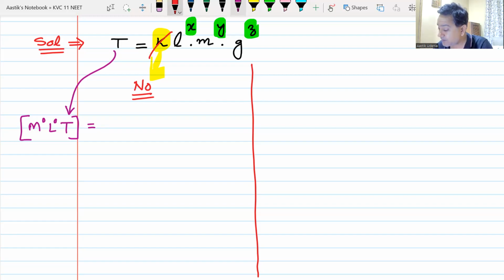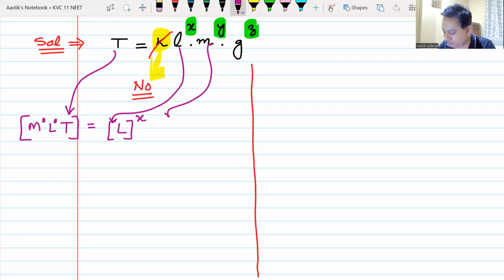What is the dimension of L? L is length. It only has the dimension of L. I am not writing the other quantities because it is just going to make my answer look very long. Now L is raised to the power of x. What is the dimension of M? Mass. The dimension of mass is the same as capital M. It does not have any other quantity. It is one of the fundamental dimensions. So I write it as M raised to the power of y.